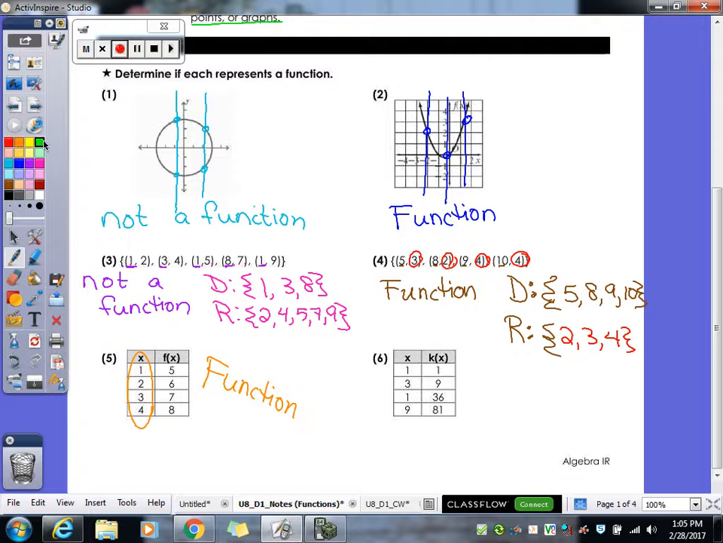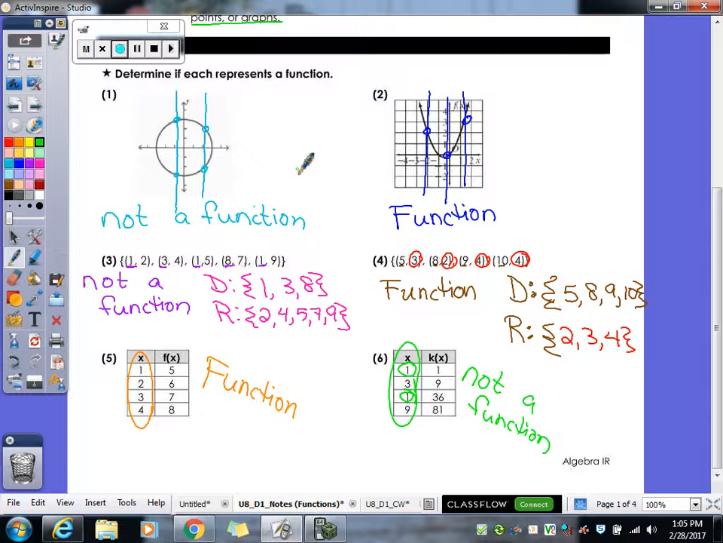So how about for number 6? Not a function. Which one repeated? The number 1. The number 1 got repeated, so that makes it not a function. Questions on that so far?